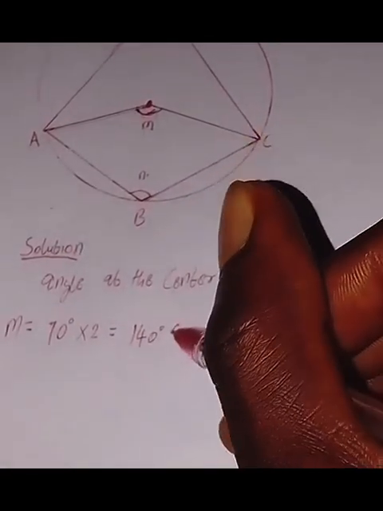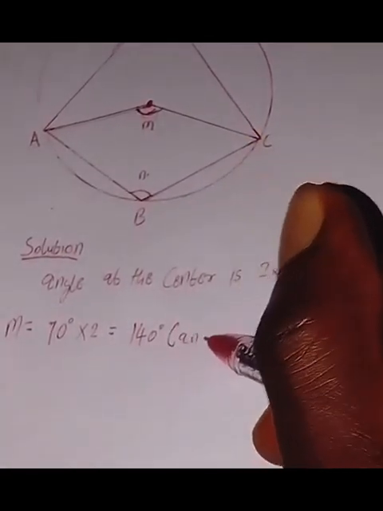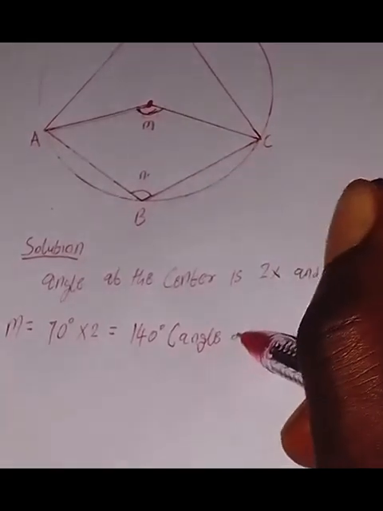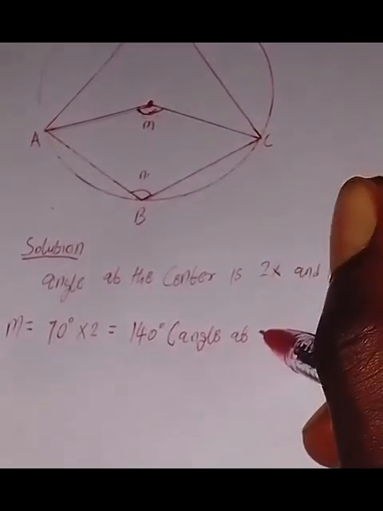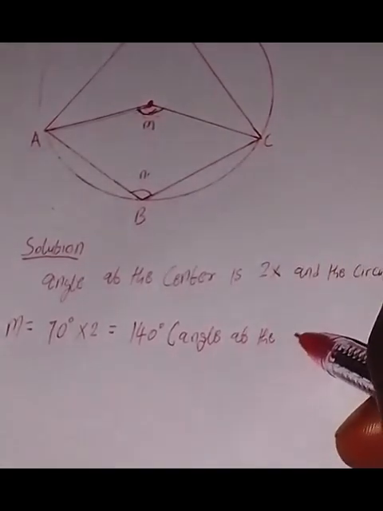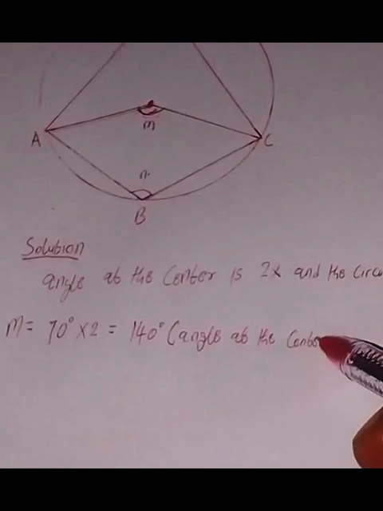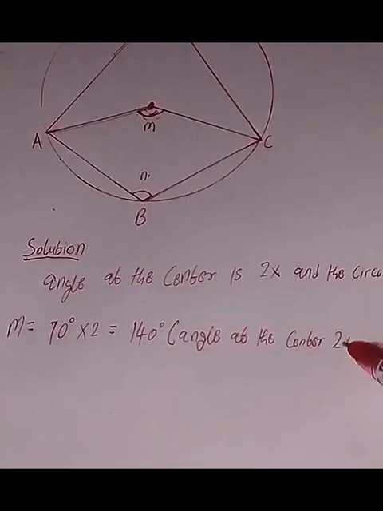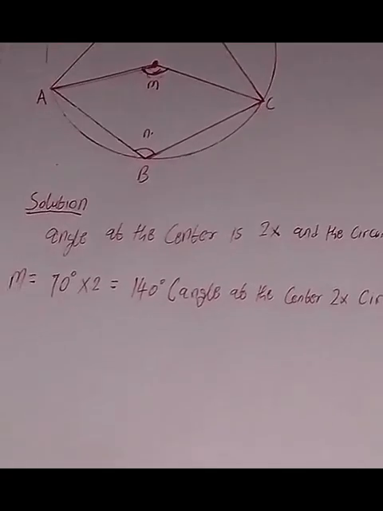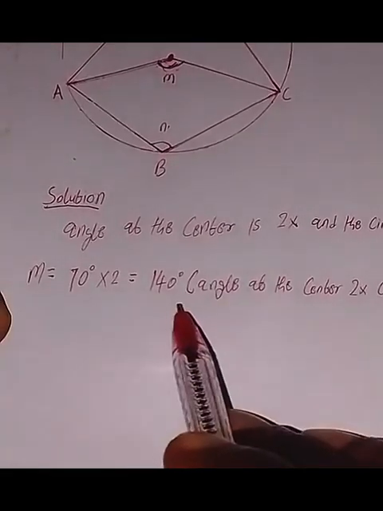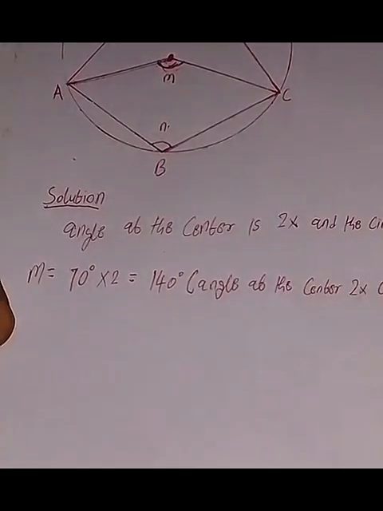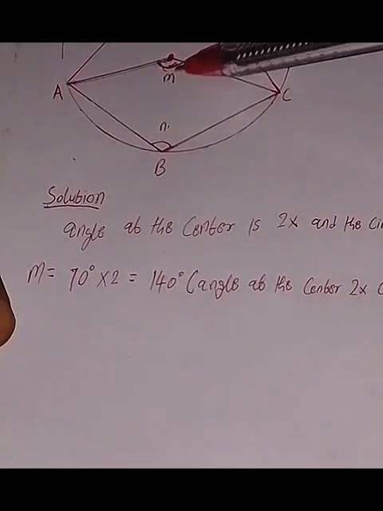So what is the reason? Because the angle at the center is twice that of the circumference. It's twice the angle at the circumference. So that's 140 degrees. So I've gotten our M from here to be 140 degrees.